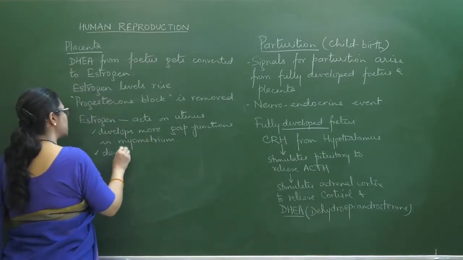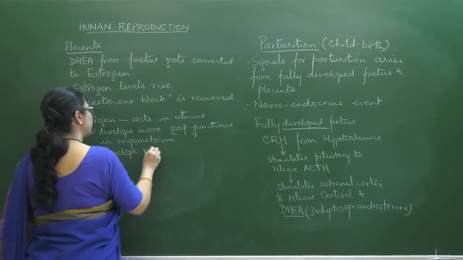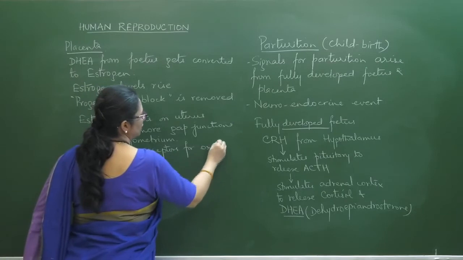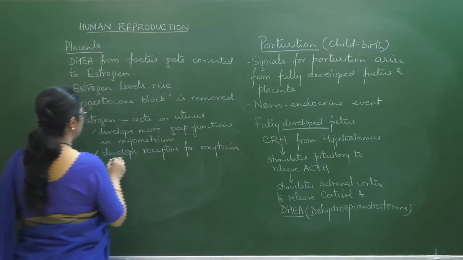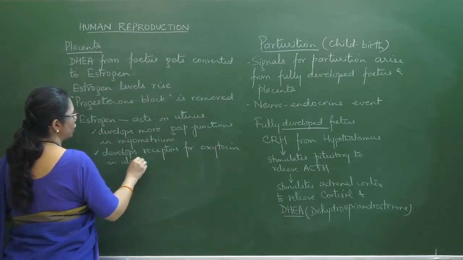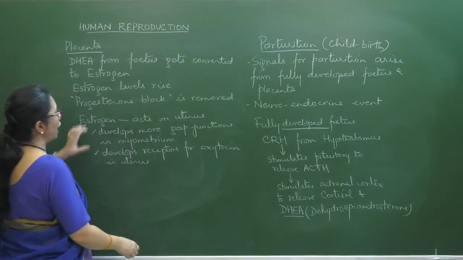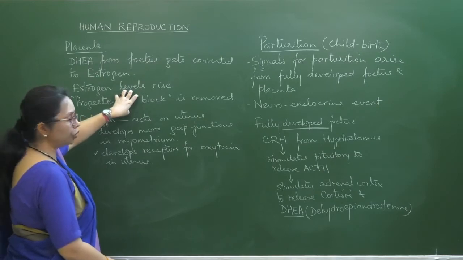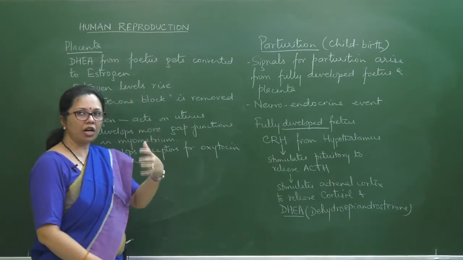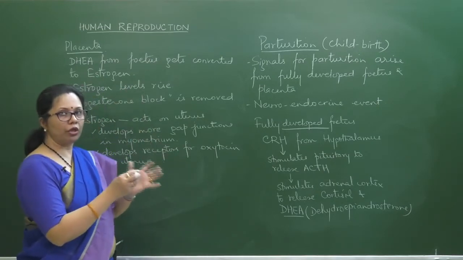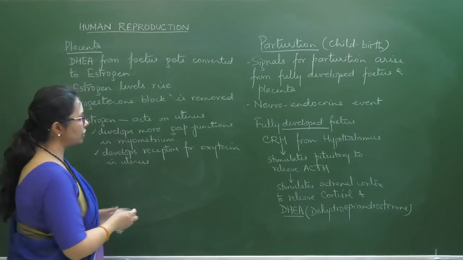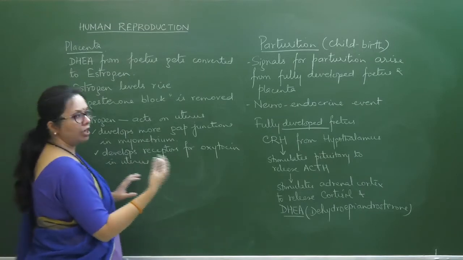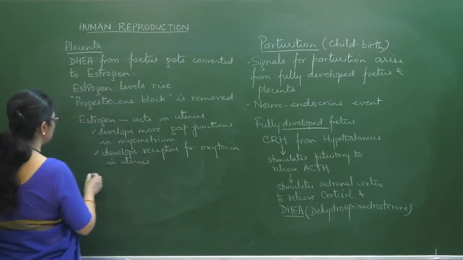So this develops receptors for oxytocin in the uterus. So this is what it has caused in the mother. Now as progesterone dominance is removed, the uterus starts slightly contracting. So uterine movement starts, okay, because the placenta now also secretes a little amount of prostaglandins, okay.